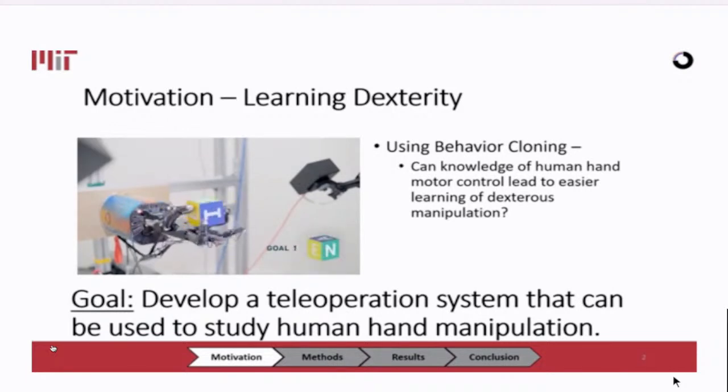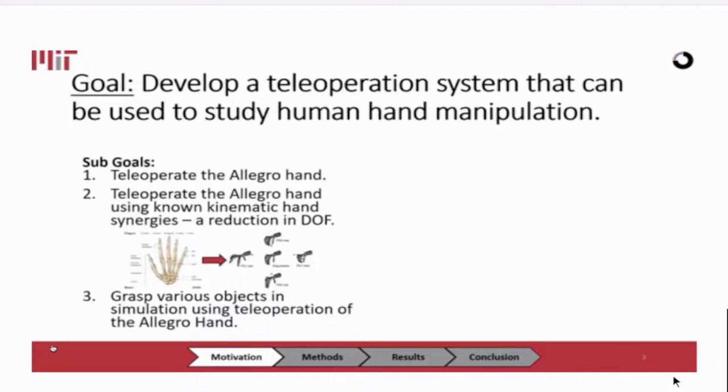Specifically, we hypothesized that knowledge of human hand motor control could lead to easier learning of dexterous manipulation via behavior cloning. But before we could test this hypothesis, we needed to develop a teleoperation system that can be used to study human hand manipulation. This ultimately became the goal of our project. Specifically, this goal was broken into three sub-goals. The first sub-goal was to teleoperate the Allegro hand in a simulated environment.